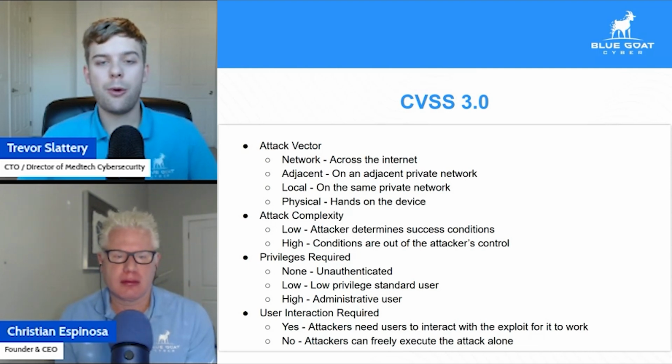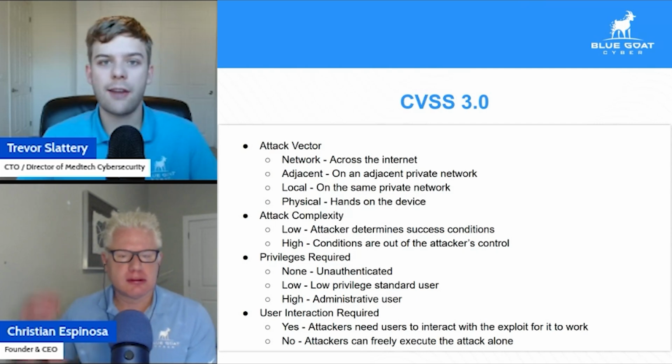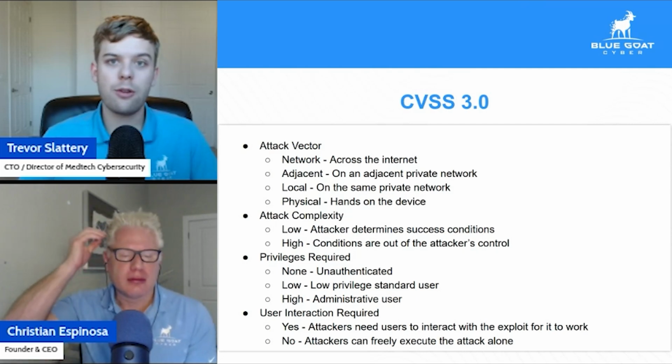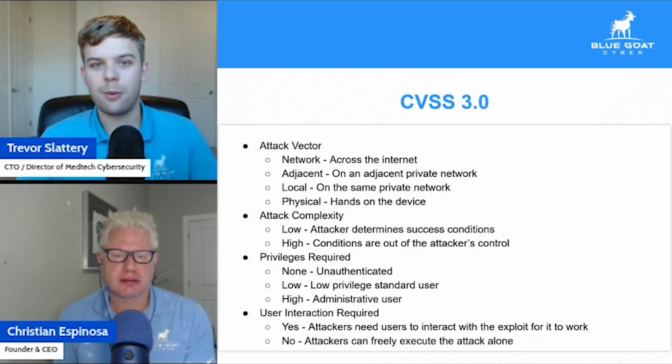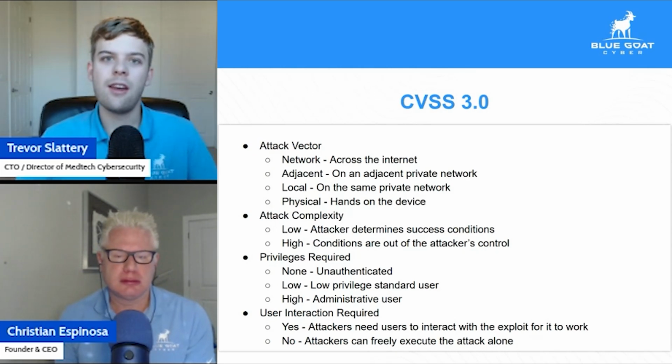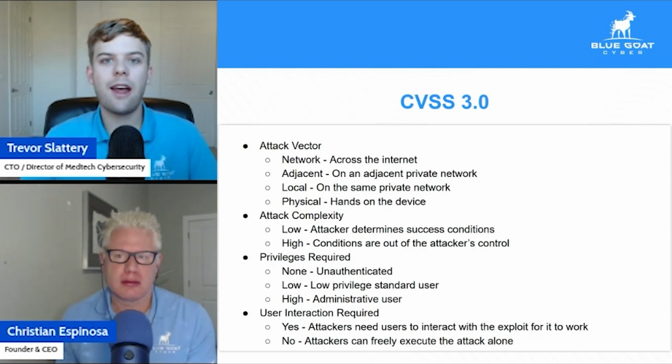With CVSS 3.0, this assigns a number value when you tick off each one of these sections. It is on a range from 0 to 4, with 0 being impossible, there is no way to exploit it, and 4 being very easy. The attacker controls everything, no credentials needed. They can do it over the open internet, and they don't need any user interaction.